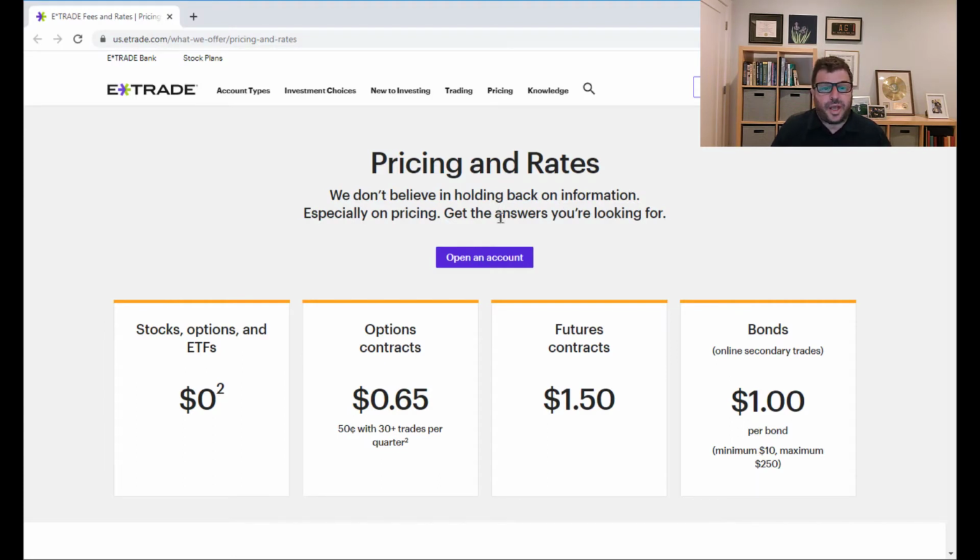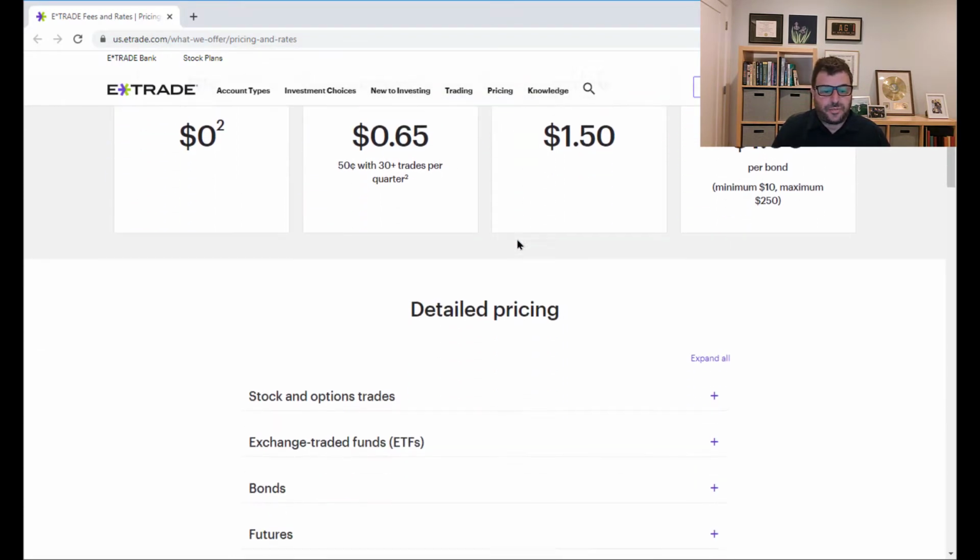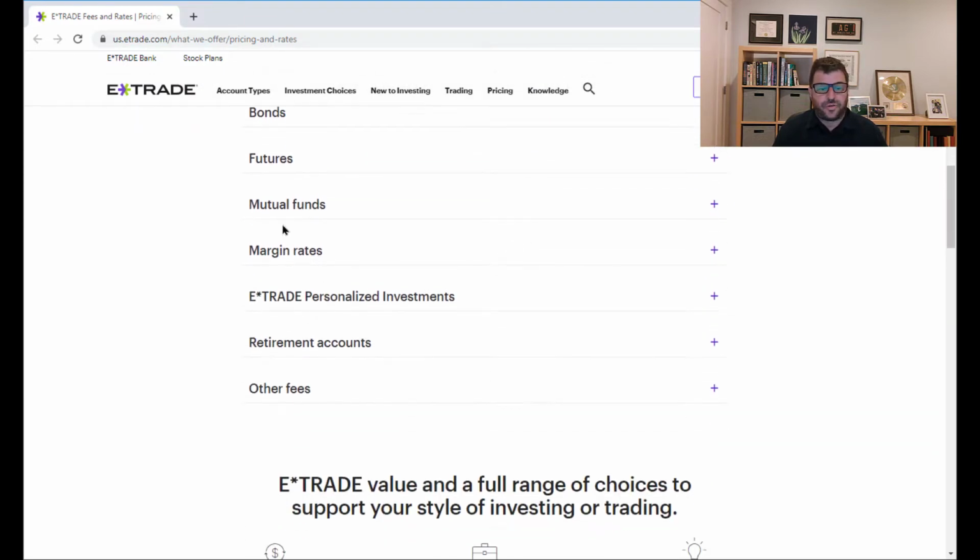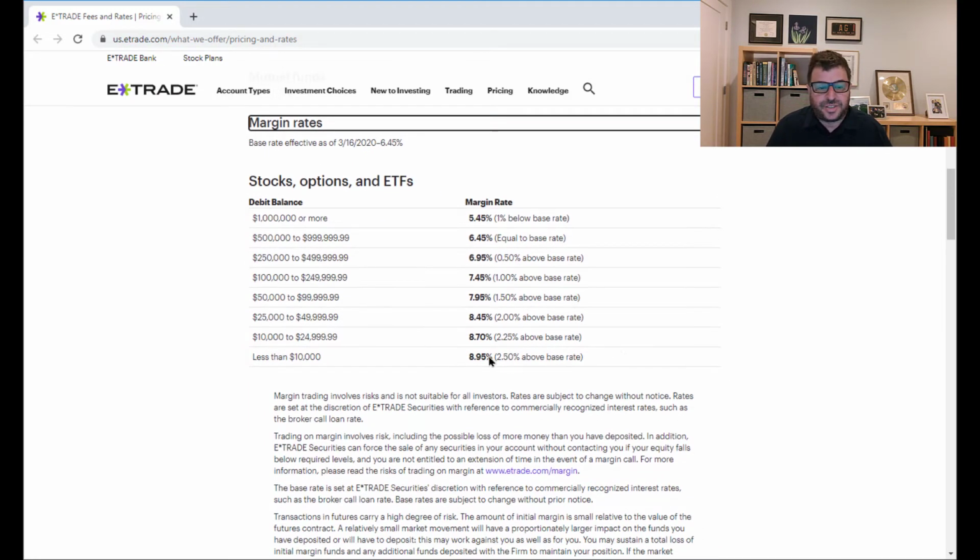So I've clicked the link, and now I'm on this E-Trade page, and I'm just going to scroll down to margin rates, and this is the rate that E-Trade will lend a client money in order to invest these borrowed funds into stocks. And you can see if you're going to borrow less than $10,000, you're going to pay 9%. If you're going to borrow between $10,000 and $25,000, you're going to pay 8.7. And if you're going to get all the way up to $1 million, then you can pay 5.45%. This is an annualized APR on the money that you are borrowing.